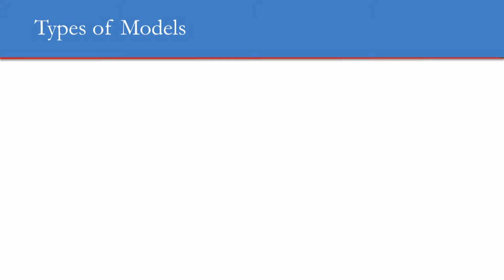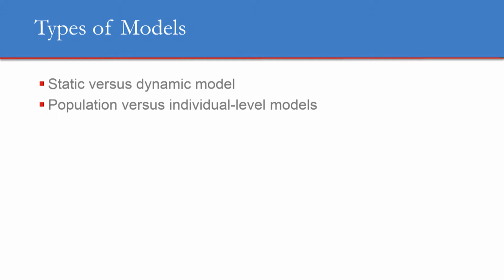Models can be categorized in several ways. Let's take a look at some of them. Models may be static or dynamic. We'll describe this in the next slides. Or they may be population-based or individual-level models. Models may be deterministic or stochastic.